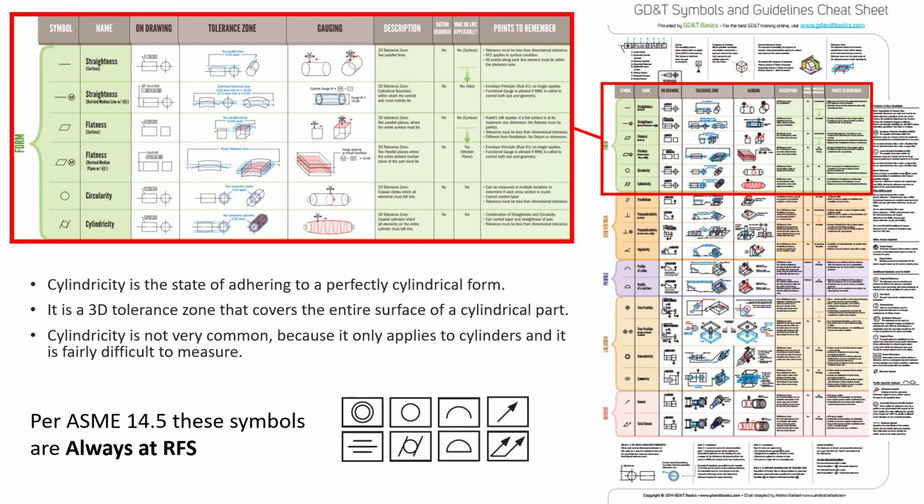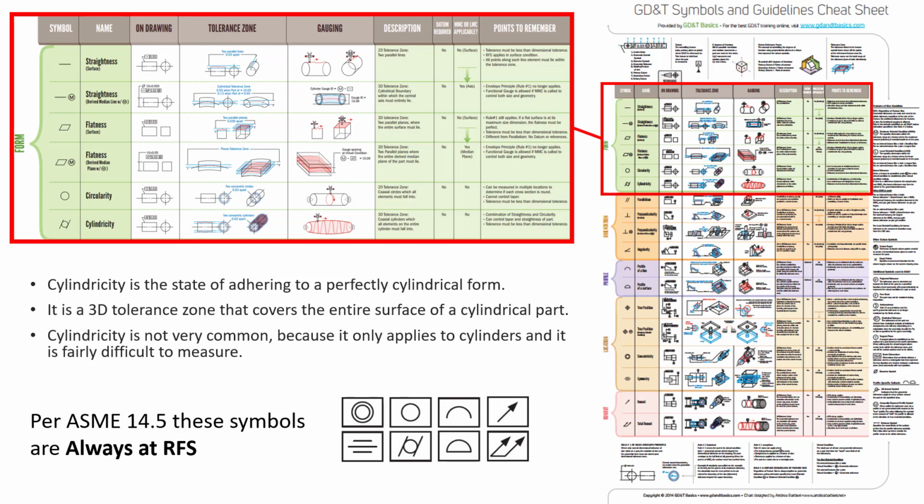It's not allowed. Just real quick, a refresher on cylindricity. It's the state of adhering to a perfectly cylindrical form. This one's three-dimensional. It is two cylinders. So it's a three-dimensional tolerance zone that covers the entire surface of a cylindrical part. And the last one there says cylindricity is not very common because it only applies to cylinders and it is fairly difficult to measure.